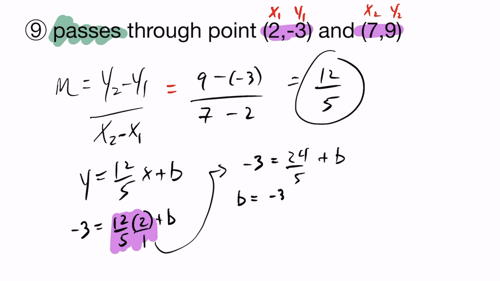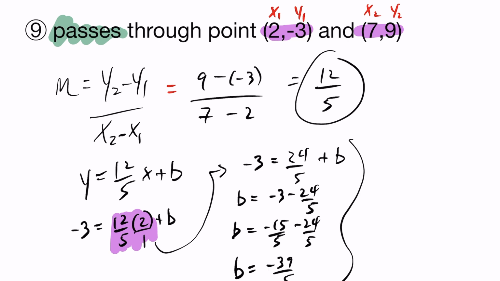And then I'm going to go ahead and subtract 24 over 5, get myself a common denominator. And finishing this off, I get -39 over 5. So putting this all together, the equation of my line is 12/5 x minus 39 over 5.